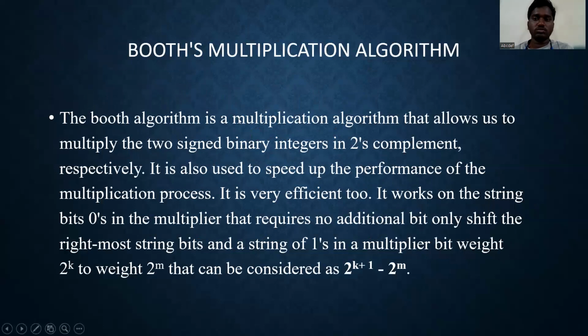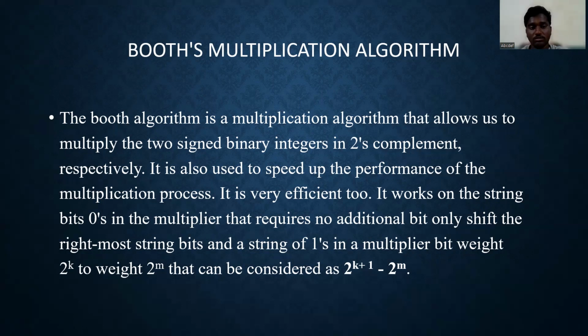First of all, what is the Booth multiplication algorithm? Booth algorithm is a multiplication algorithm that allows us to multiply two binary integers in two's complement representation. It is also used to speed up the performance of the multiplication process. It is very efficient.